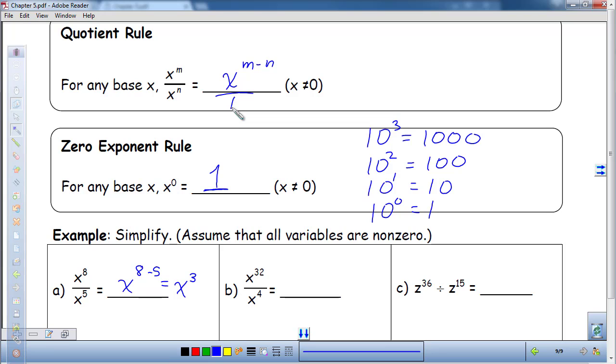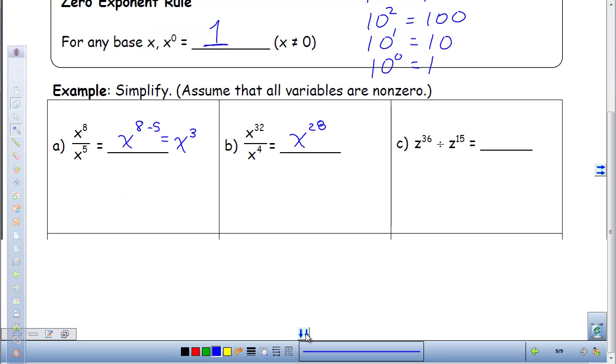Okay, we've got x to the 32nd divided by x to the 4th. That's going to be what? X to the 28th. Very good. We subtract the exponents. Okay. Z to the 36th divided by z to the 15th is z to the what? Okay, 21st, is it? Yes, 21st. Okay, very good. We just subtract the exponents. Okay. All righty.